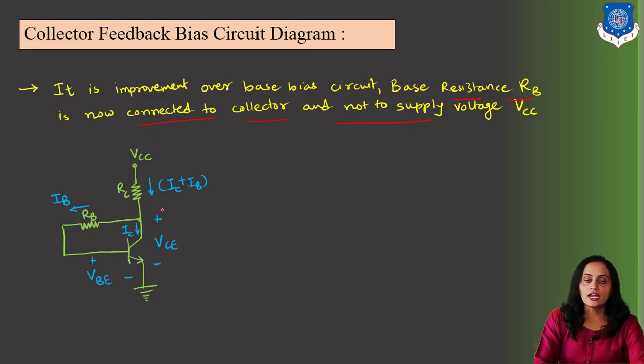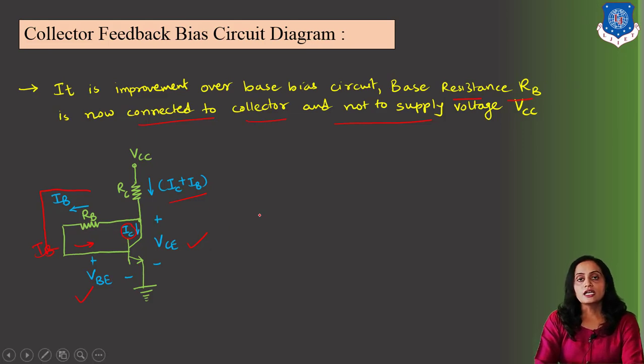And due to that, what will happen? The current which is flowing in the collector terminal is IC, and the current which is flowing in the base terminal is nothing but IB, that is given over here. So whatever current is flowing through the resistor RC is given by IC plus IB. This you have to keep in mind while doing the DC analysis. And the voltage between the collector and emitter terminal is VCE. Voltage between the base and emitter terminal is given by VBE.